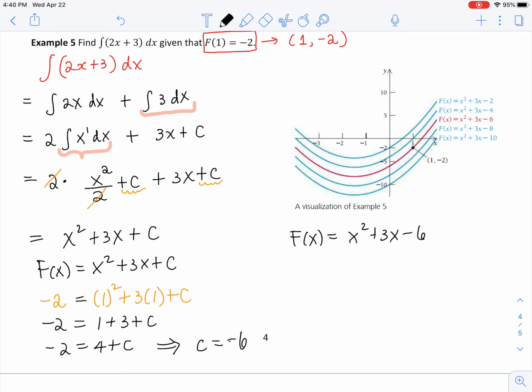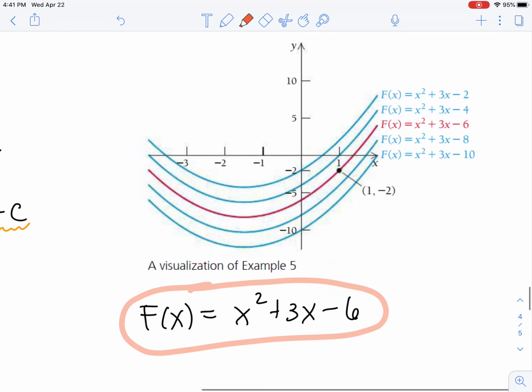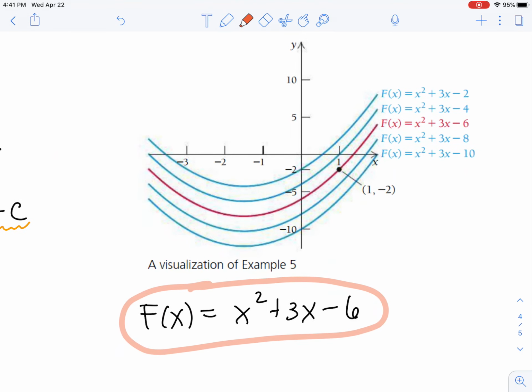So c is negative 6, so I can give them, hey, the big F of x is x squared plus 3x minus 6. And if you find the derivative of this, maybe it's easier for me to write the prime notation. What is big F prime of x? That's going to be 2x plus 3, right? Isn't that the integrand? Yeah, so we got it. And we know it has to be negative 6 for the constant, right?